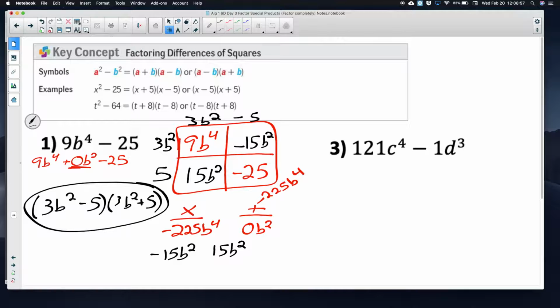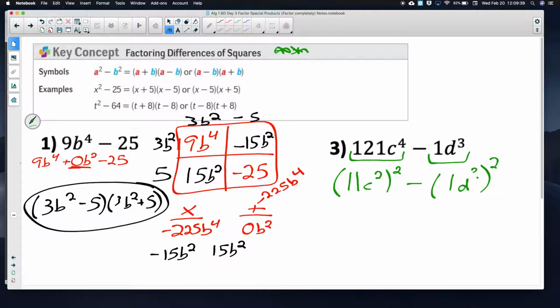All right, now if I look at my second example here, it's number 3 in your notes, but I'm going to put it with factoring difference of squares. If I use the pattern from up here, what do I square to get 121? Well, I square 11. What do I square to get c to the fourth? I square c squared. So that first term is a perfect square. And then I have minus, what do I square to get 1? I square 1.